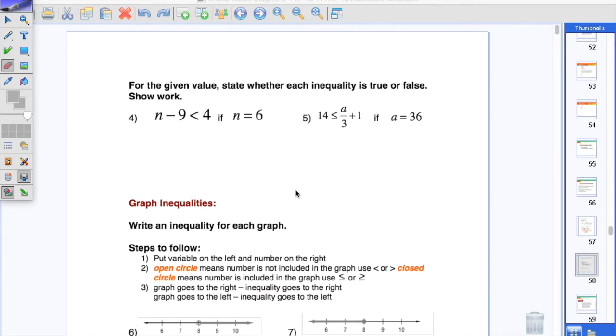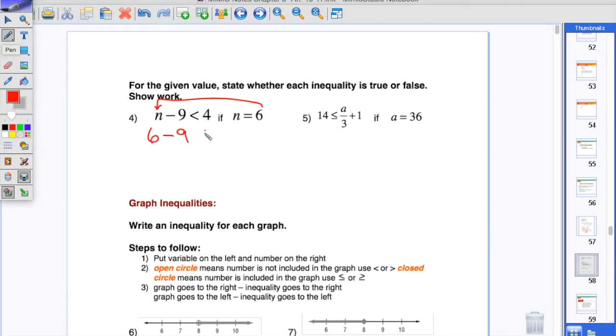For the given value, state whether each inequality is true or false. Show work. Number 4 says n minus 9 less than 4 if n is 6. So we're going to take our 6 and replace it where the n is, so it's 6 minus 9 less than 4. We're not solving the inequality here.